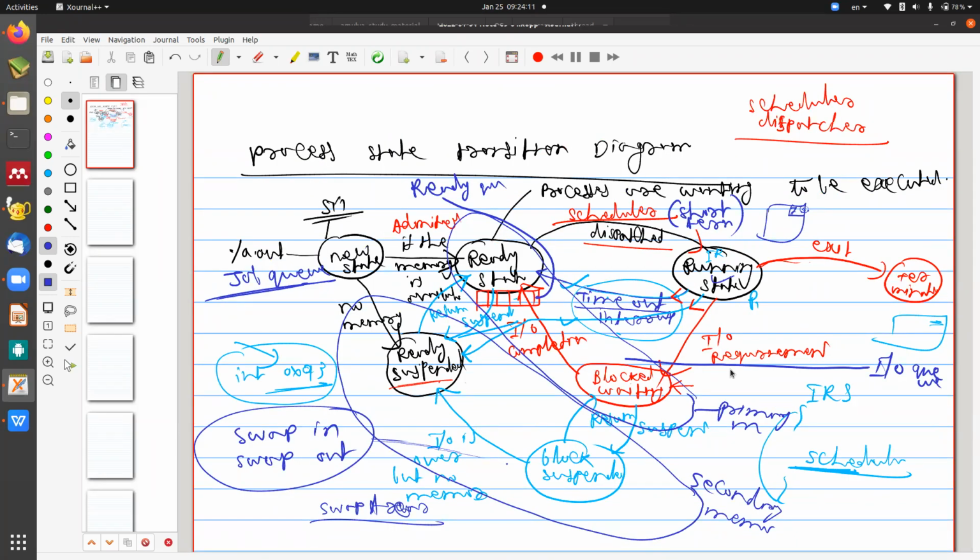Anybody? Not able to maintain the ready state? No, it is maintaining a ready state. The ready state is there, but I am saying from here to here, sent to the running state.